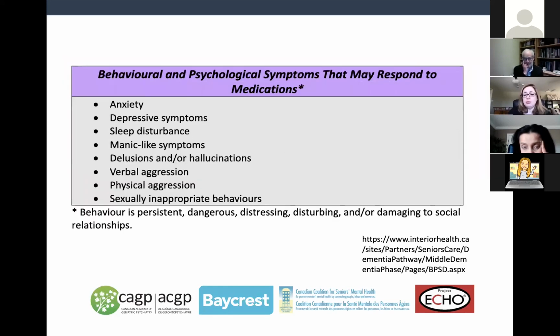The BPSD that may respond to medication are first anxiety or depressive symptoms, but then we would use mostly antidepressant medication. Some sleep disturbance, there are no very big double-blind studies about that, but there's some evidence for low-dose trazodone. Then manic-like symptoms or delusions or hallucinations, which would be treated with antipsychotic medication, severe verbal and physical aggression, and possibly sexually inappropriate behavior.